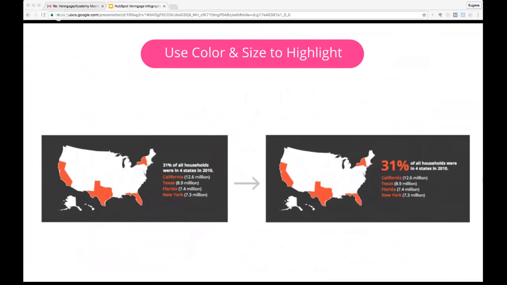Here's another example. This example uses size. We're trying to say 31% of all households were in 4 states, right? On the left, we basically just wrote everything in the same size and same color, and you can't see it. It's very difficult. On the right, we've used a much larger font and we've changed the color. So immediately the 31% just jumps out. So much easier to read, so much easier to understand.